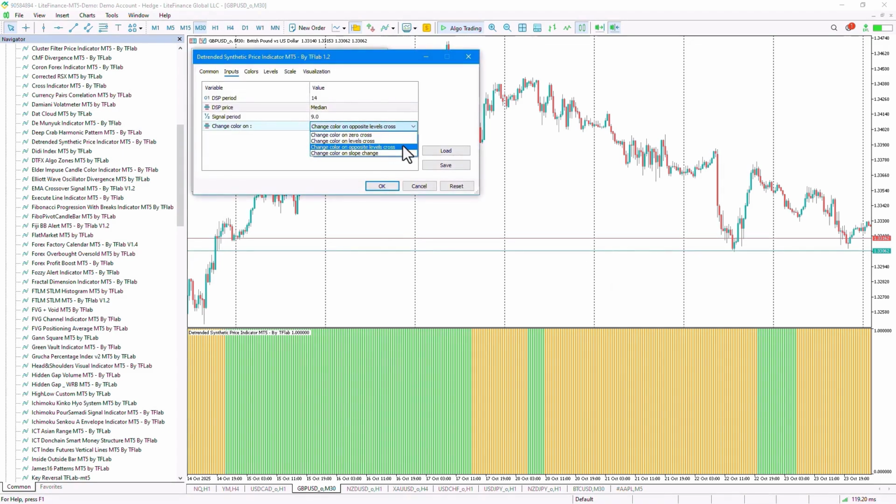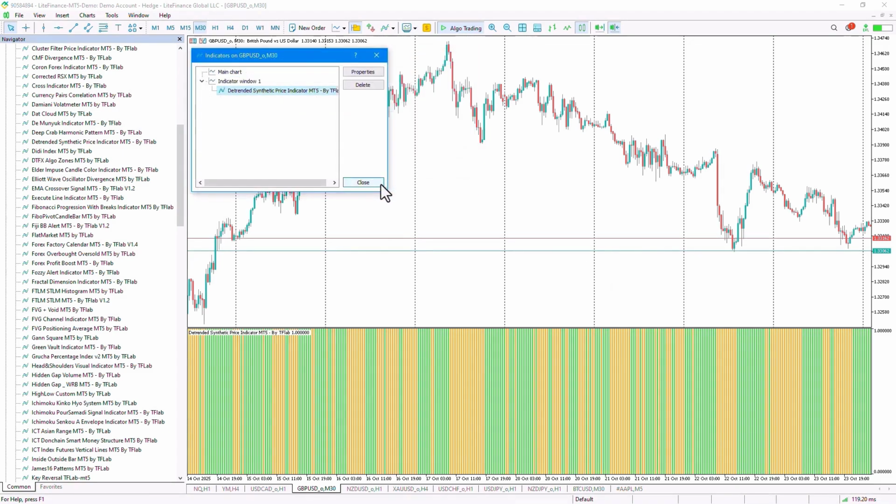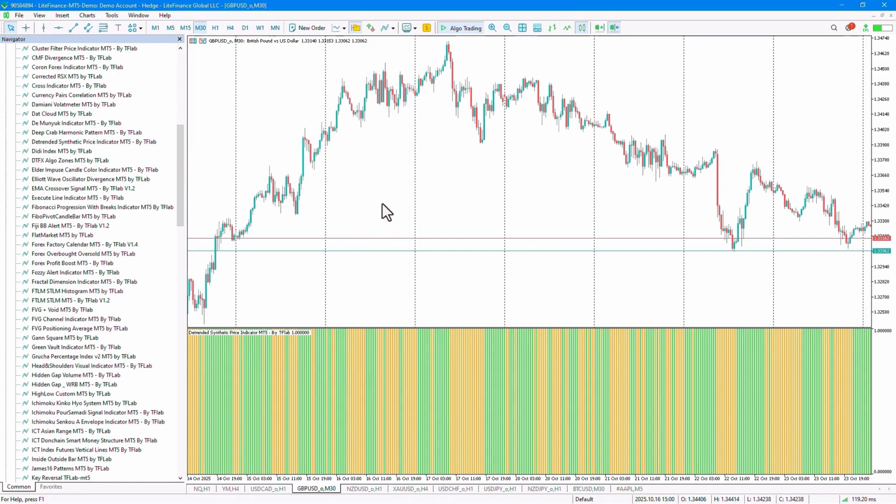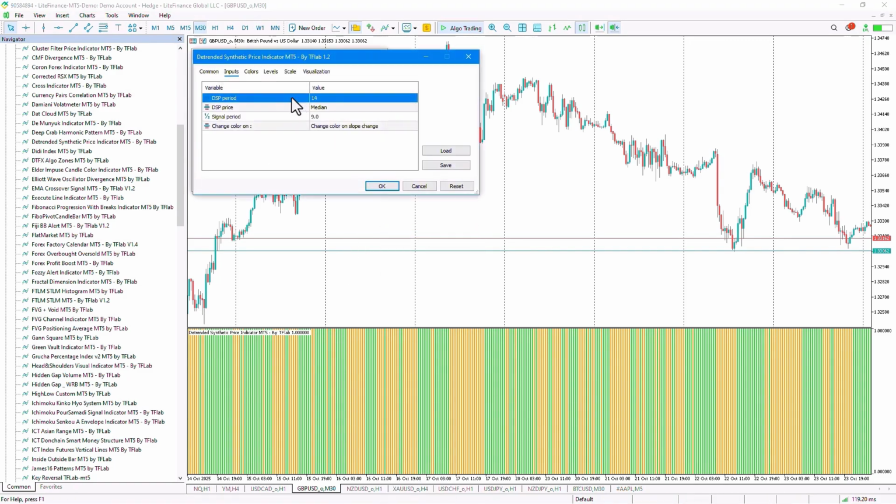By selecting the fourth mode here, we see that the histogram values are displayed in this way, and we can choose how the histogram values are shown here based on our trading strategies.